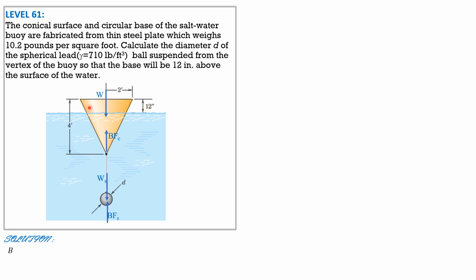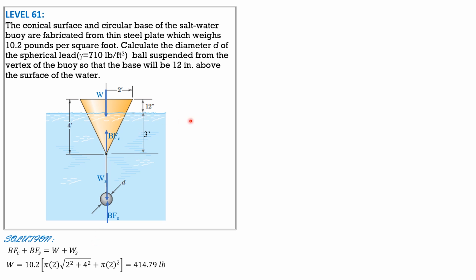So the buoyant force in the cone plus the buoyant force in the sphere equals the weight plus the weight of the sphere. The weight of the conical surface buoy is 10.2 times pi R L, pi times radius 2 times the square root of 2 squared plus 4 squared, that's the slant height, plus the area of the base, which is pi radius squared, and it is 414.79 pounds. Then substitute into this equation.